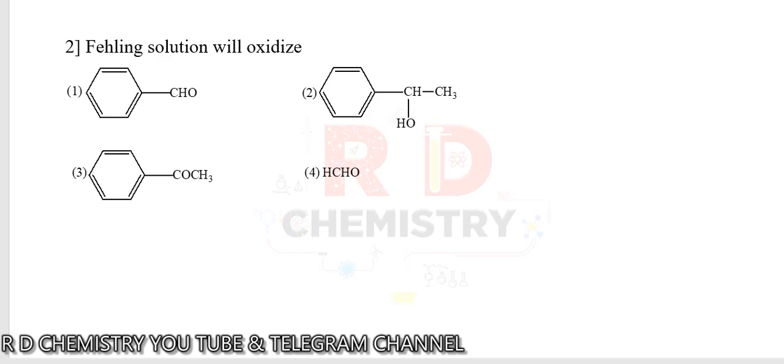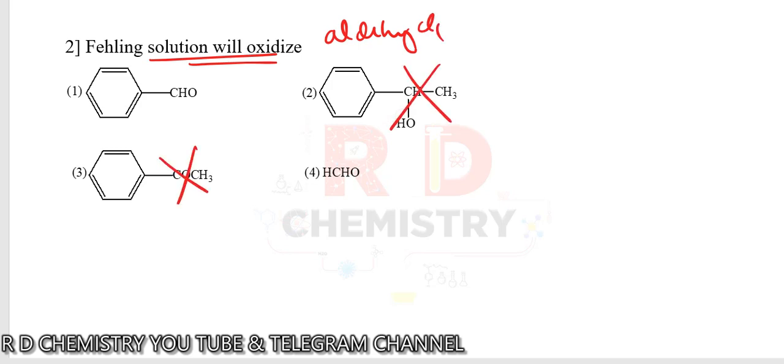Question number 2. Fehling's solution will oxidize. It reacts only with the aldehyde, not with the ketone. This is alcohol. This is ketone. So we have got here benzaldehyde and we have got aldehyde. They are supposed to react with the aldehyde.